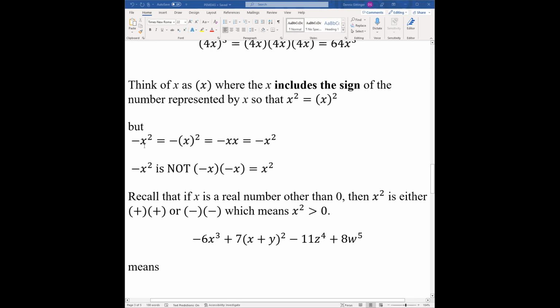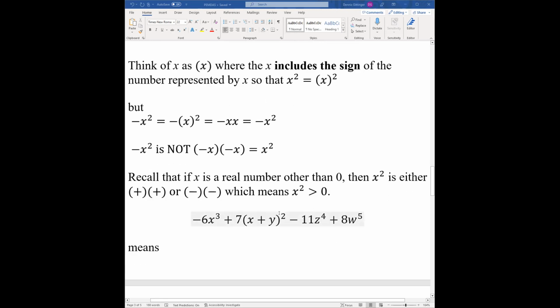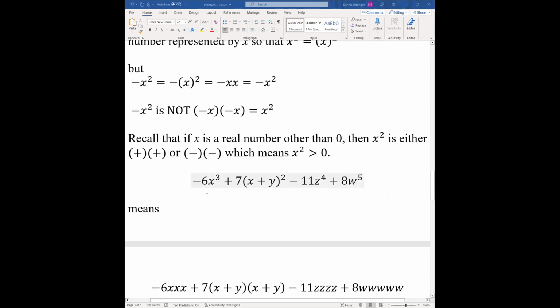However, minus x squared does not mean to square minus x. It means you square x and then you negate that. It's going to be negative. So if x is a real number as opposed to an imaginary number, which we're not going to talk about today, if x is a real number, if it's not 0, then x squared is going to be positive. Why? Because a negative times a negative or a positive times a positive is going to be positive all the time.